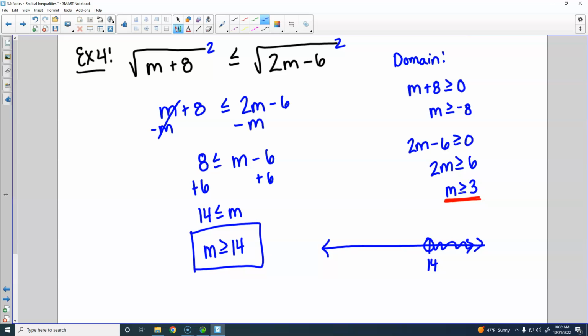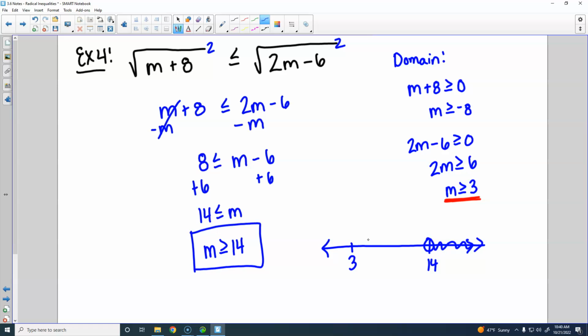The domain only serves to take away part of that answer, not to add to it. You never add to that answer. Here, my domain tells me this has to be bigger than 3. Everything there is bigger than 3, so that is just my answer. The only time you use the domain is if it needs to take away part of your answer, and typically that's whenever you have a less than in your answer, in most cases.